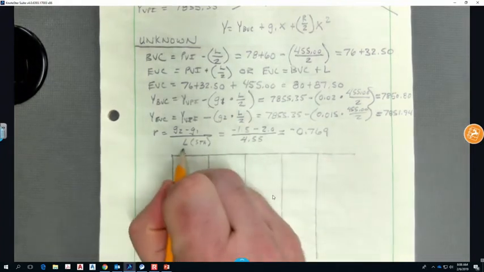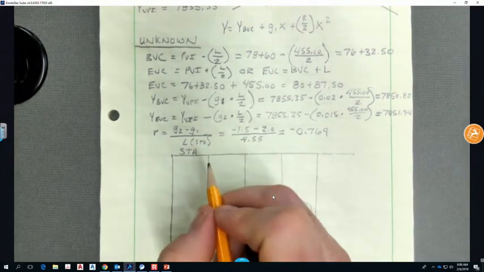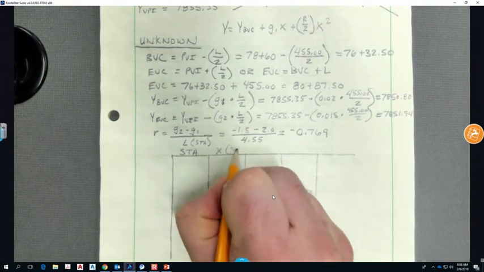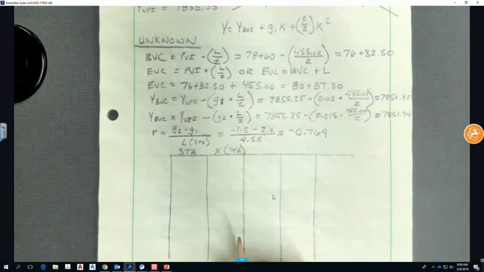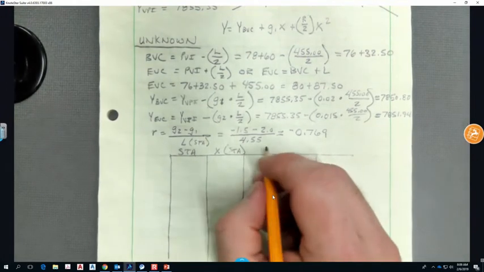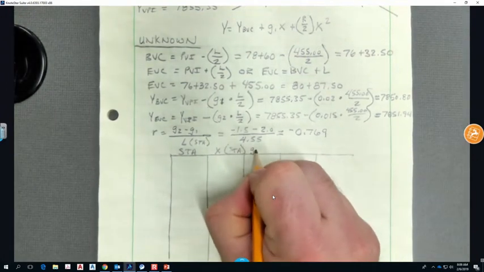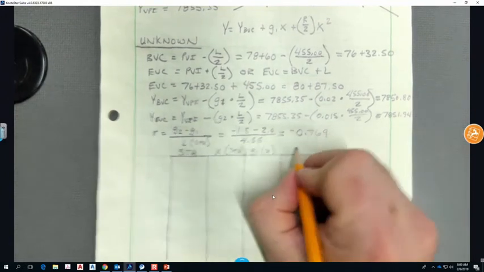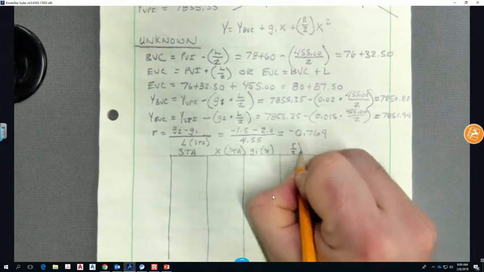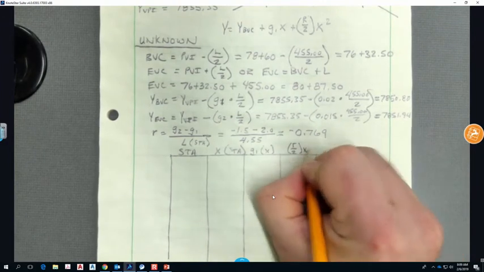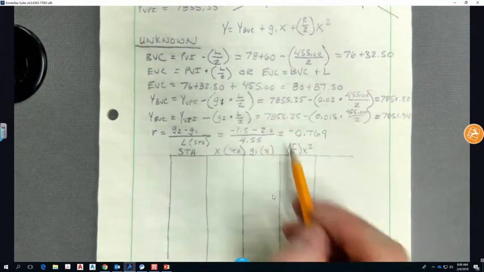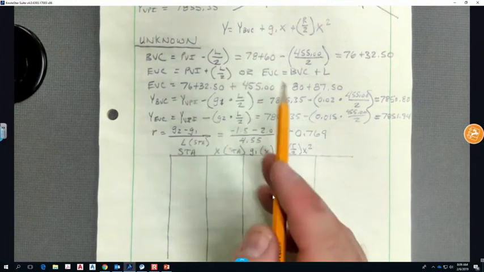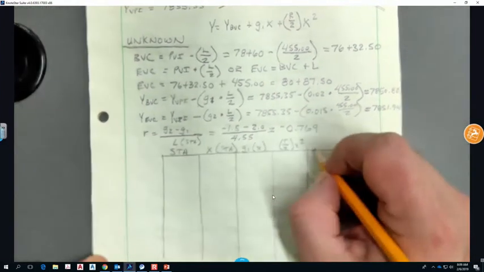Okay, so I'm going to put the first thing here as station. The second thing I'm going to do is x in stations. Okay, x in stations. And then I'm going to do G1 times x in the next one. Then R over 2 times x squared. So if you see, we have the components of the formula in here, okay? And we're going to be using Y BVC. The first thing, I want to put the curve elevation in there too.